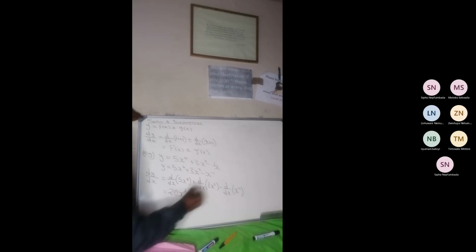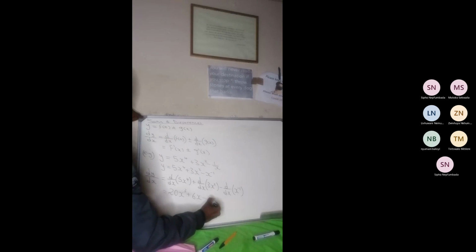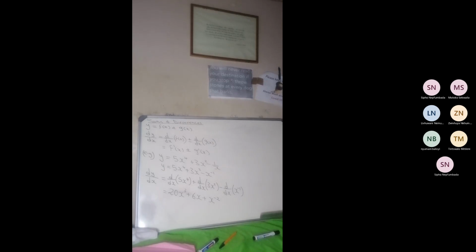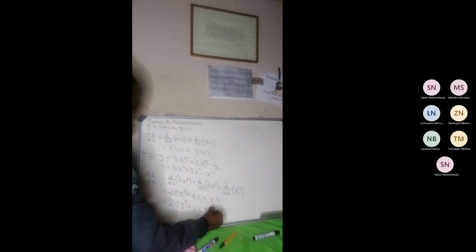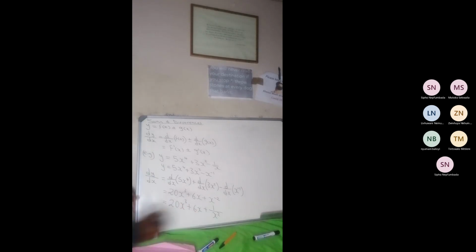So now this is 20x to the power 3 plus 6x minus x to the power of minus, it won't be minus, it's going to be plus x to the power of minus 2. Now, when we remove the negative exponents, this is equal to 20x to the power 3 plus 6x plus 1 over x squared. This is your final answer. Any questions so far?